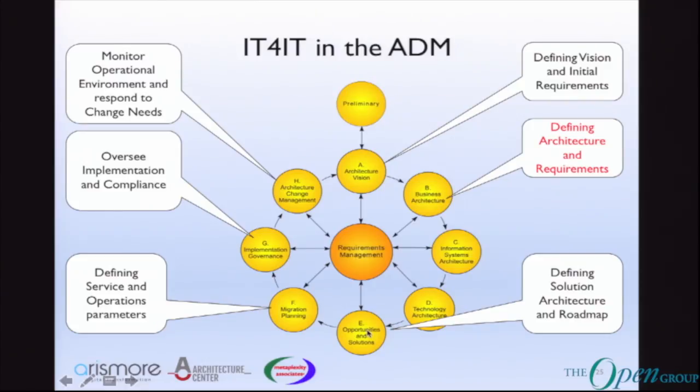Phase E is where we define the solution, so we choose a solution and we define the roadmap for the transformation. Phase F is where we identify the projects that will really conduct the transformation. Phase G is where we oversee the implementation, trying to ensure that the implementation project will be in line with what we designed as enterprise architects. And phase H will ensure that the architecture that we produced is still valid in time. So it's a sort of maintenance part of the cycle.